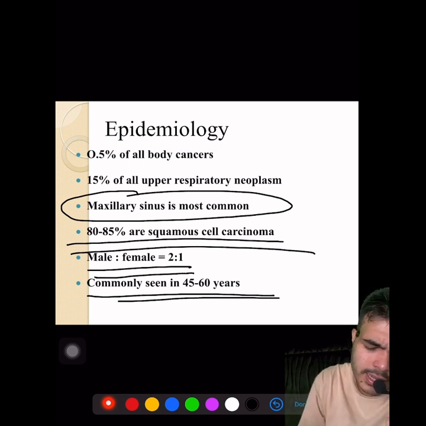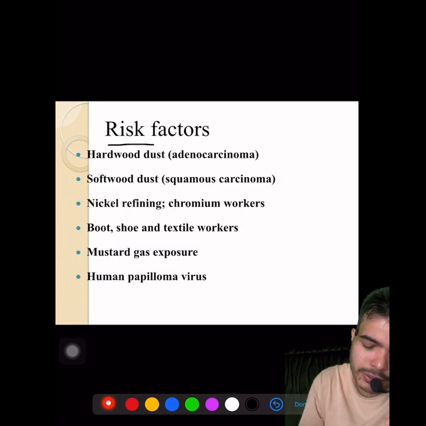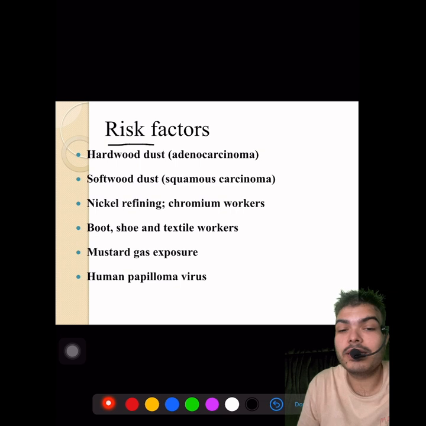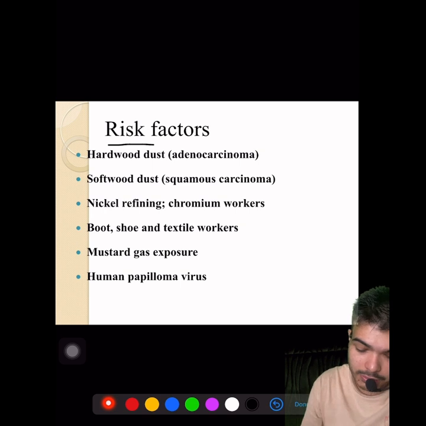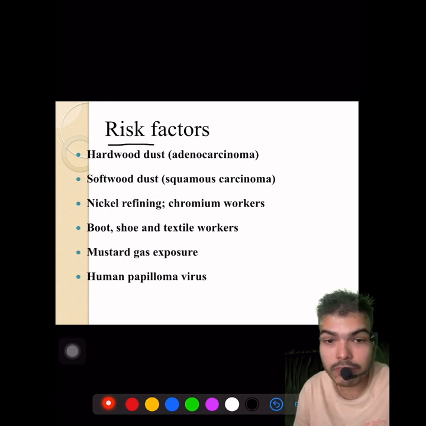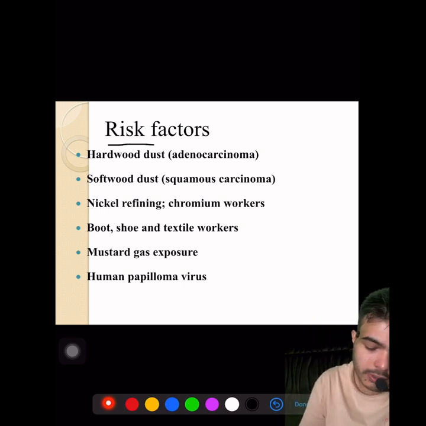See, risk factor: hardwood dust. Hardwood dust is for adenocarcinoma. Softwood dust is for squamous cell carcinoma. Remember S for S. And those who work in factories making boot, wood, they are more commonly affected. Those who work in boot, shoe, textile workers, and silica, and remember HPV, very, very important. Human papilloma virus, mustard gas exposure, boot, shoe, and textile workers, very, very important. Next, let's come to maxillary sinus malignancy.